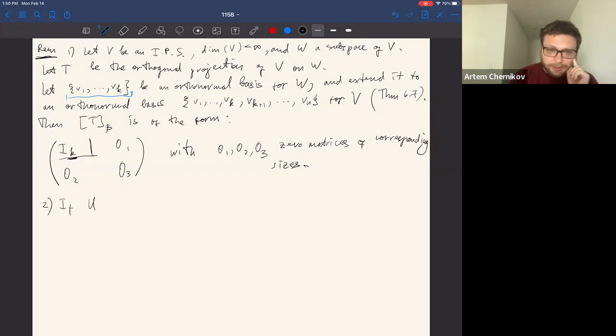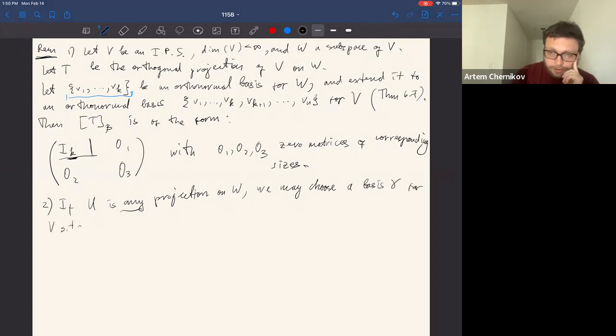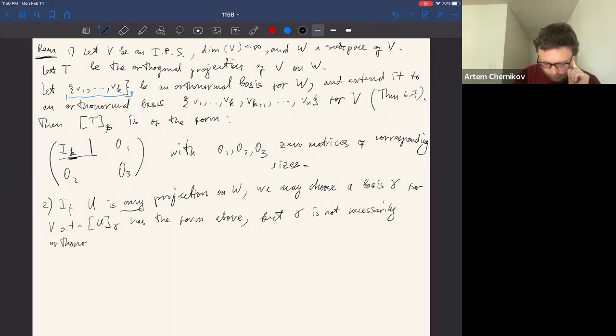And part 2 of the remark: if U is any projection on W, we may choose a basis gamma for V such that the matrix representing U with respect to gamma has the same form as above, but this basis gamma is not necessarily going to be orthonormal. So the strength of the orthogonal projection is that we can always represent the matrix in this particularly simple form.